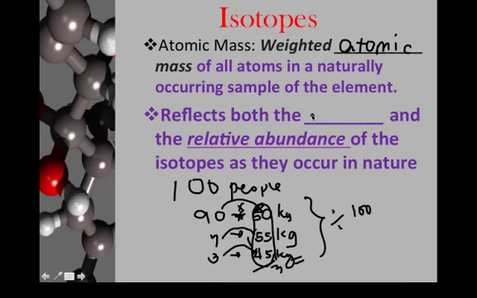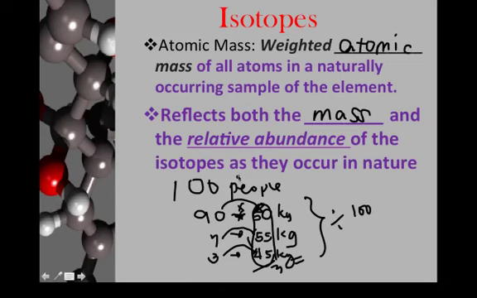The mass number represents the number of protons and neutrons. But the weighted atomic mass is a weighted average of all the abundances of the naturally occurring sample of the element. When we say weighted atomic mass, it reflects both the abundance and the mass. And to get that, we need to calculate.